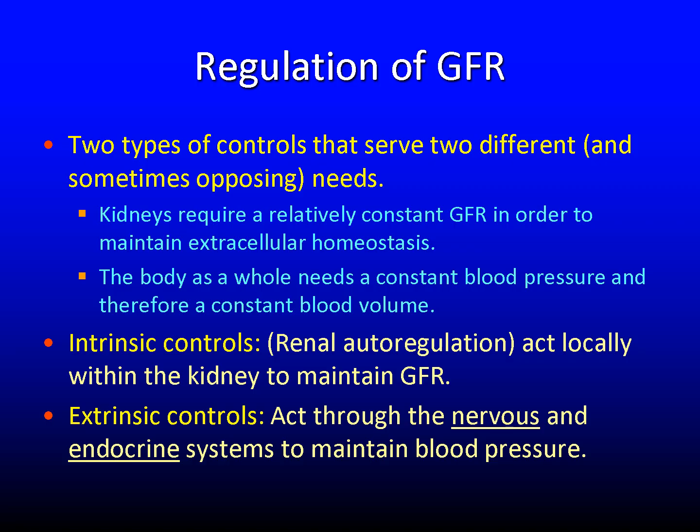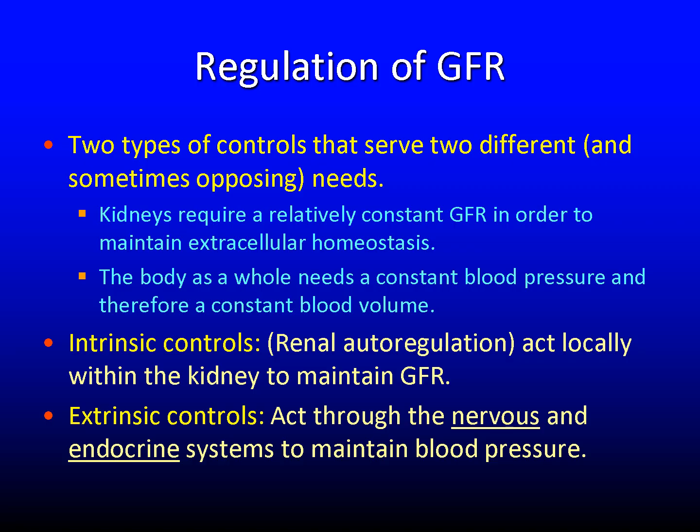These two types of controls serve two different and sometimes opposing needs. The kidneys require a relatively constant GFR in order to maintain extracellular homeostasis. The body as a whole needs to maintain blood pressure within specific limits, and therefore requires a consistent volume of blood. Intrinsic controls are also known as renal autoregulation because they act locally within the kidney to maintain GFR despite minor fluctuations in blood pressure that occur all the time.